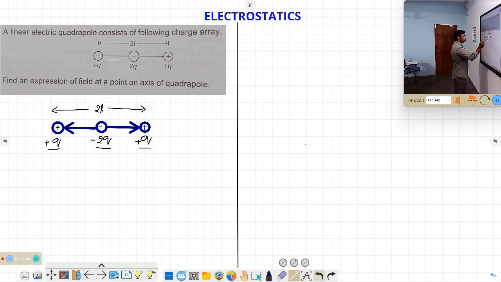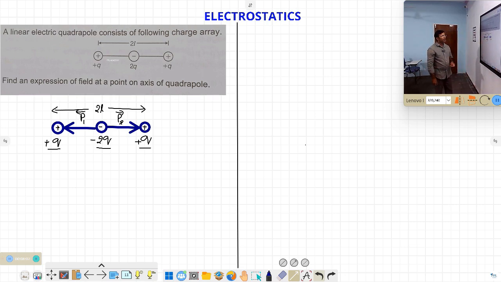Now plus q and minus q form one dipole. That dipole moment I can take as P1. This is the direction of the dipole moment, which you can see, right to left. And the second dipole moment, 1 minus and 1 plus combination, acts like another dipole. The direction of that one is left to right.